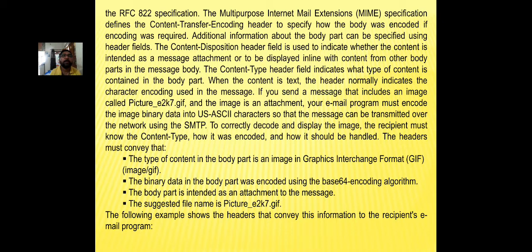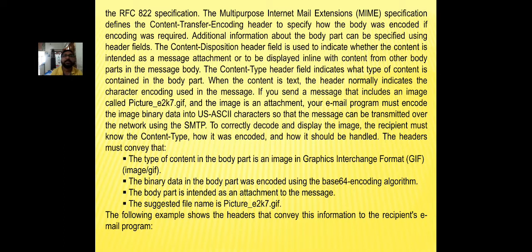If you send a message that includes an image called picture e2k7.gif and the image is an attachment, your email program must encode the image binary data into US ASCII characters so that the message can be transmitted over the network using SMTP. To correctly decode and display the image, the recipient must know the content type, how it was encoded and how it should be handled.